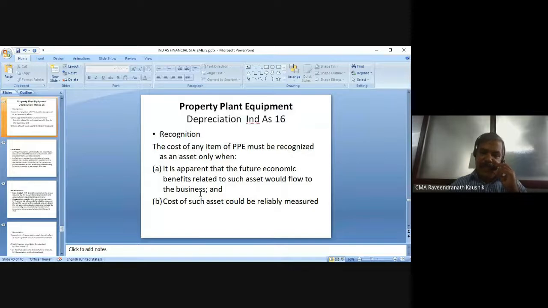Then PPE and depreciation, which is Ind AS 16. Basically the recognition of property, plant and equipment is a very important thing. It must be probable that the future economic benefit related to such an asset will flow into the business. We have discussed enough about how to recognize an asset at the initial slide itself. So we need to adopt those principles: economic benefit, measurement and reliability. These are the three factors which you need to consider in order to recognize any asset in your books of account. The cost of the asset should be reliably measured. So reliable measurement is very important.